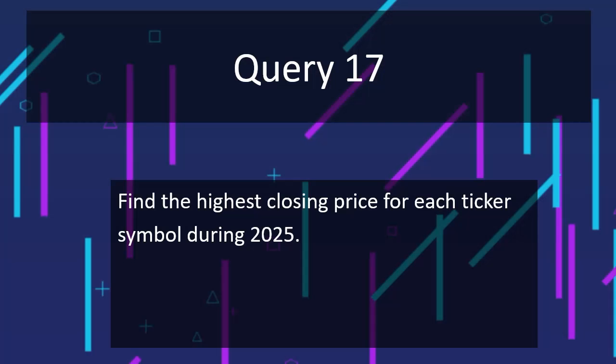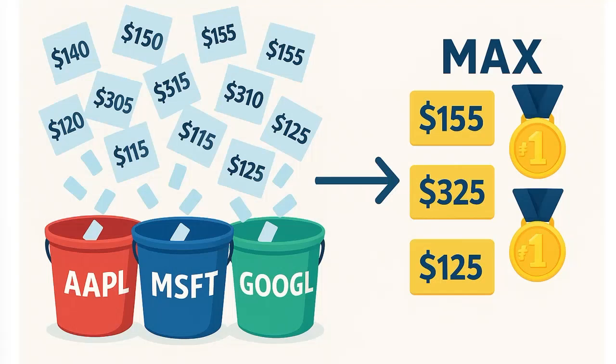Here's the question for Query 17. Find the highest closing price for each ticker symbol during 2025. Let's talk about the group by clause because that is the most important part of this query. Picture the daily closing prices tumbling out of the sky and landing in a bucket with the matching ticker on the label. The red bucket is AAPL or Apple, the blue bucket is MSFT or Microsoft, and the green bucket is GOOGL, which is Google.